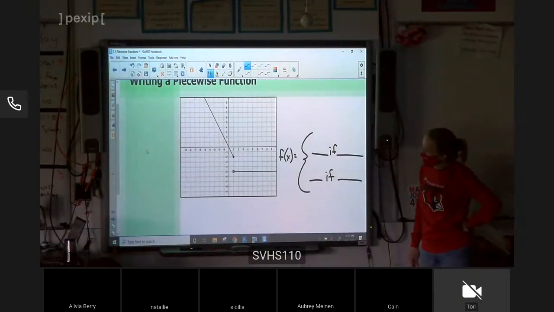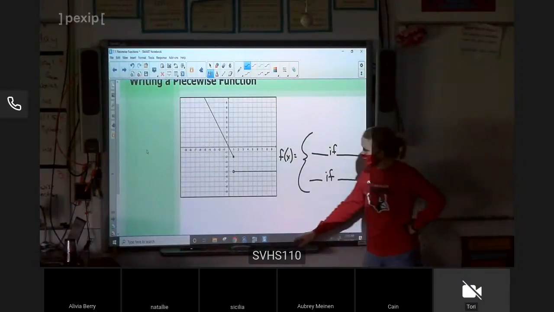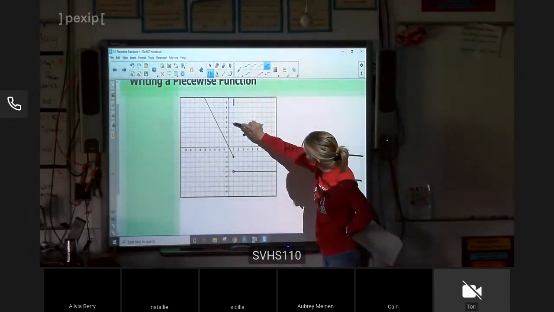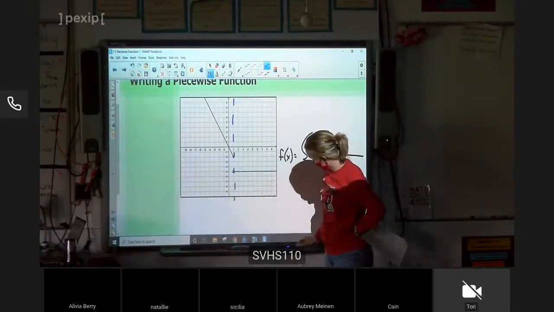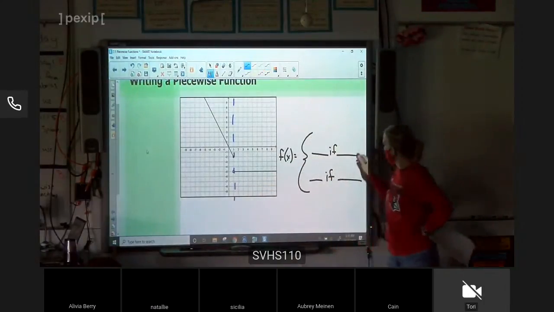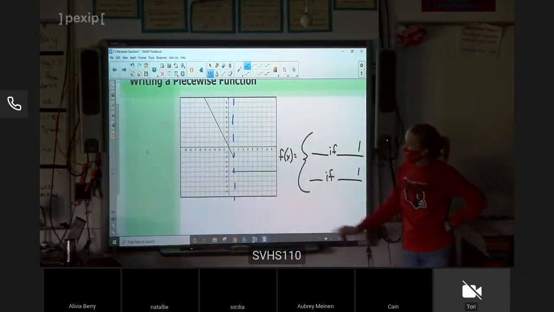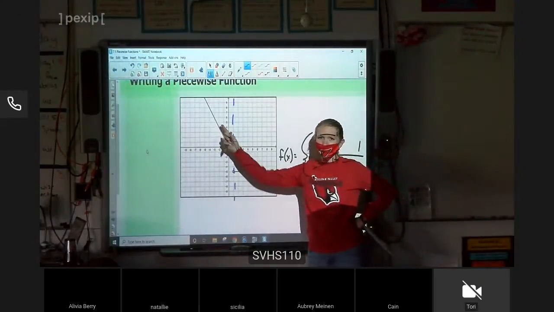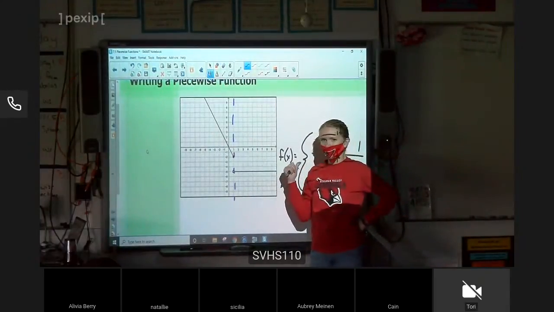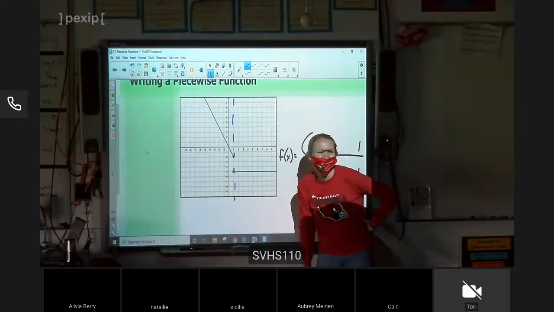Our asymptote is definitely at 1. That's kind of where your dividing line is, right? So that's the key thing here. If we're looking at the first, do you want to look at the one on the left or the one on the right? Left. Right. Okay, go ahead.